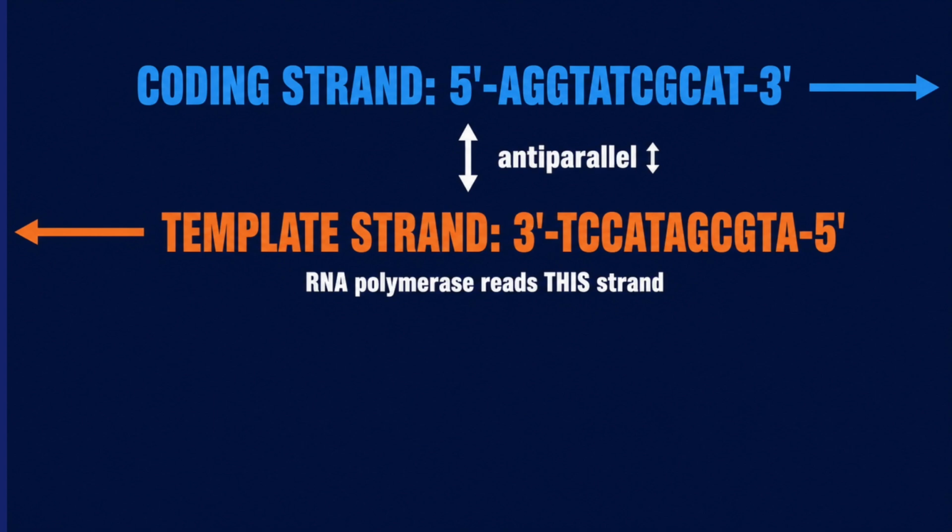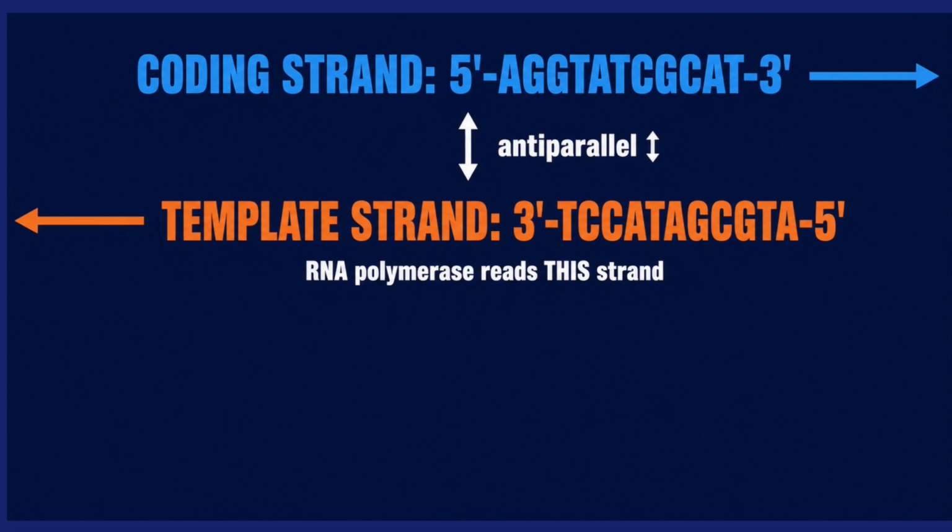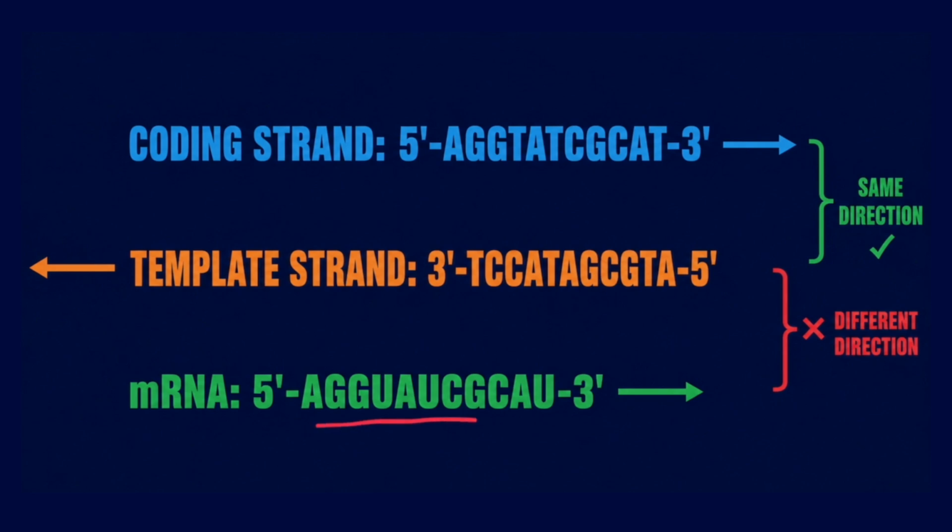Now remember, RNA is always synthesized in 5' to 3' direction and it is complementary to the template strand. So the mRNA formed will be this. Now compare the coding strand and the mRNA. You see, they are exactly the same, except T is replaced by U.